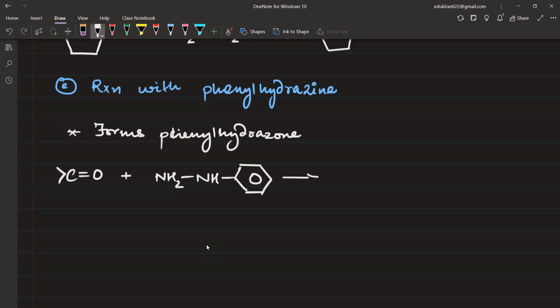Okay, so here also the same thing is going to happen. We'll have carbon, the single bonds as it is, double bond N, and this N is further attached to NH, which is further attached to the benzene ring. Okay, so write the reactions now.